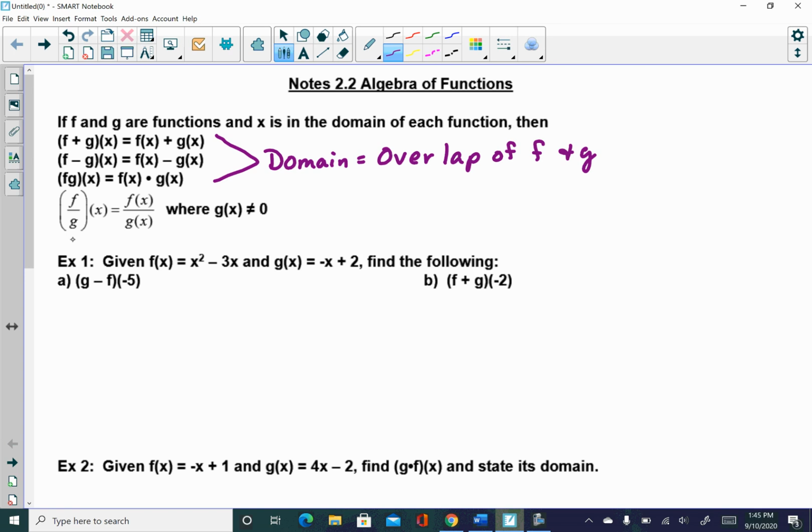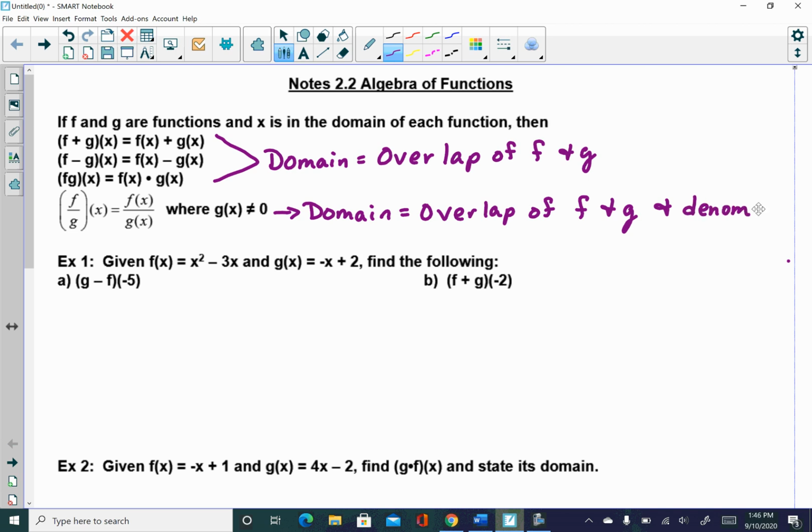The bottom function, when you go to divide, f over g of x, hopefully you recognize that could be rewritten as the function f of x divided by the function g of x, where g of x can't equal 0. Of course, like we've talked about before, the denominator cannot equal 0 because then you would be undefined. The domain for any kind of division is still the overlap of f and g, and where your denominator cannot equal 0. So you've got to keep that in mind as well.